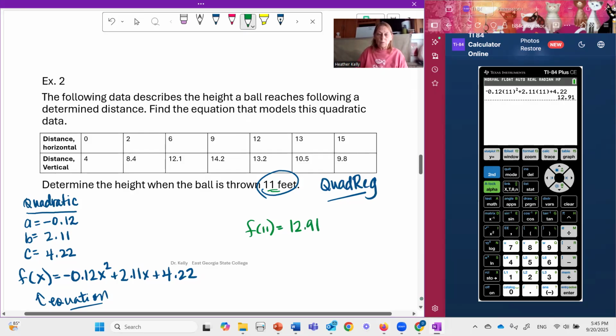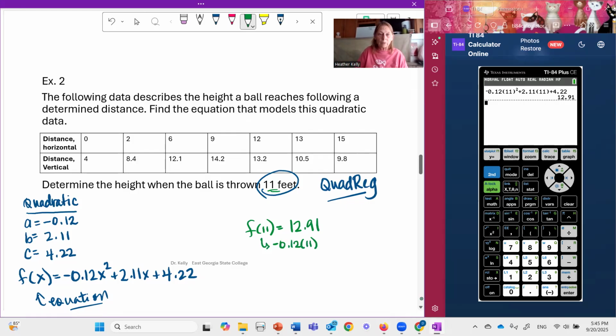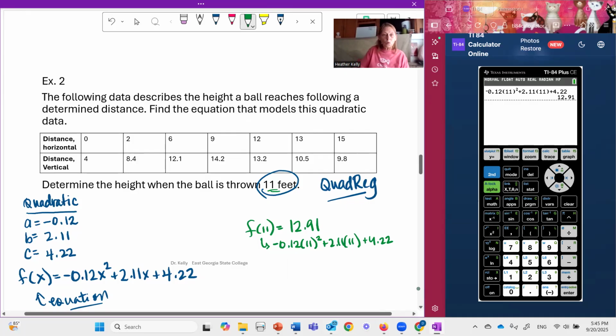And we're left with 12.91. Remember, let me go ahead and write what I did here. I don't really want to, but I will. Negative 0.12 times 11 squared plus 2.11 times 11 plus 4.22. Okay, that's how we got that. All right. And then we'll get that final answer here. The height.